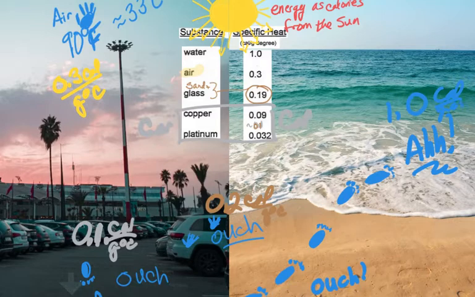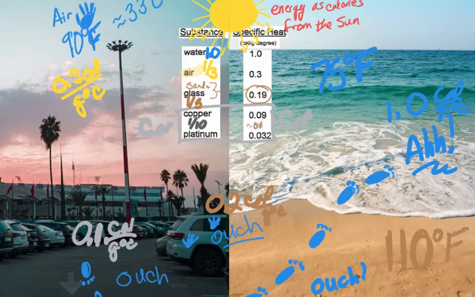To get an idea of what this means, it takes about 10 times as much energy to heat up the water as it does to heat up the metal on the car. And it takes about 5 times as much energy to heat up the water than it does to heat up the glass windows on the car. And it takes about 3 times as much energy to heat the water as it does the air around. Which tells us that on our sample 90-degree day, the water might only feel like it's 75 degrees, and the sand might feel like it's 110 degrees, and the car might feel like it's 120 degrees Fahrenheit.